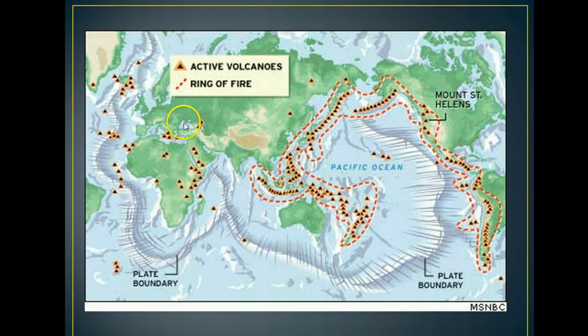Okay, so these little triangles represent active volcanoes. The red ring signifies the Ring of Fire. This particular picture was done quite a while ago. So to kind of give ourselves some bearings here, this big tall ridge here is called the Mid-Atlantic Ridge, which we talked about, how it's forming new land.